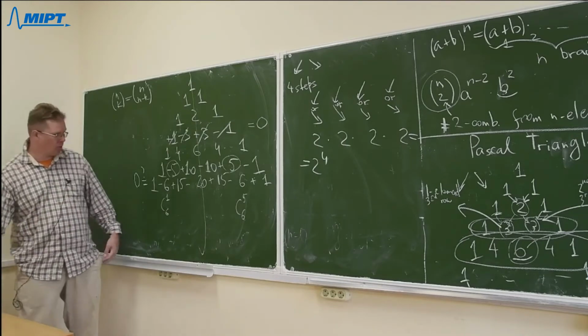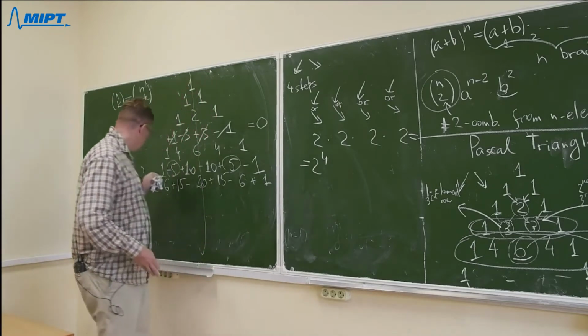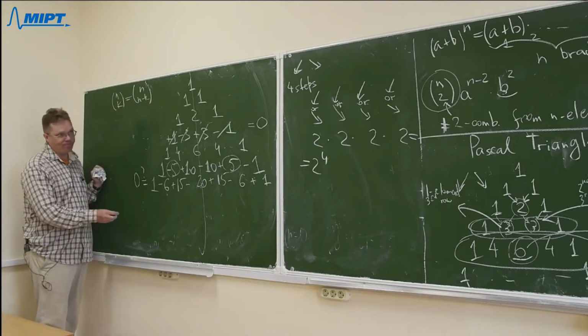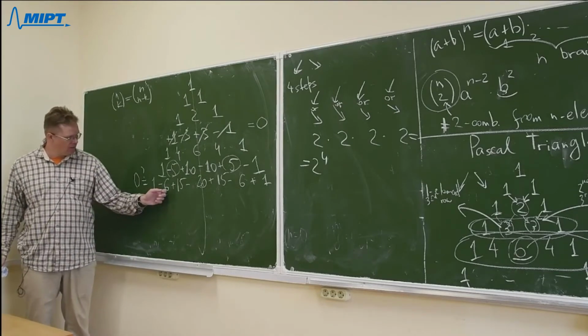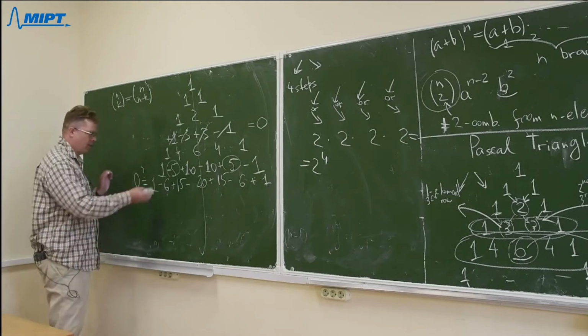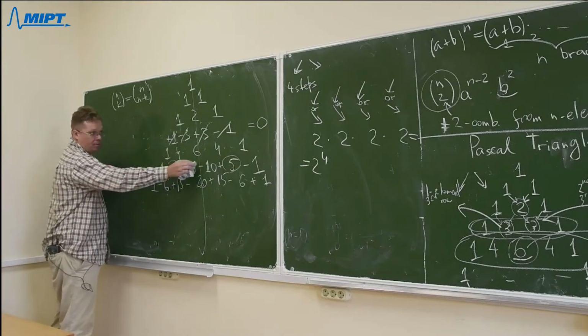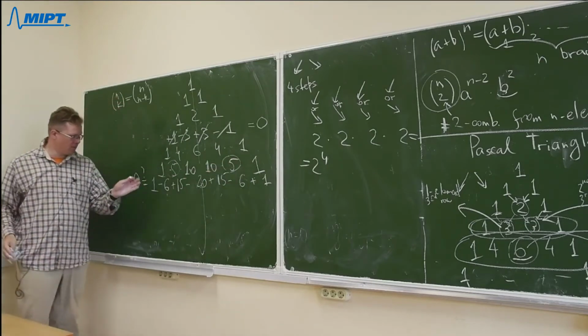But what is the main property of the Pascal triangle? It's that each number in this row is the sum of numbers from the previous row. How can we use it to prove that this all will be equal to 0?